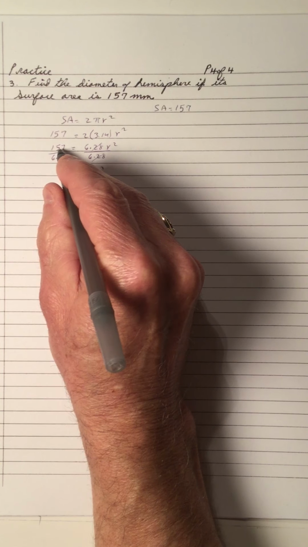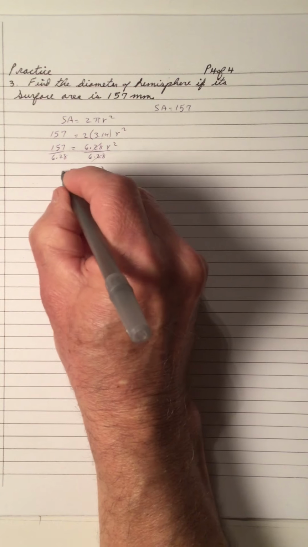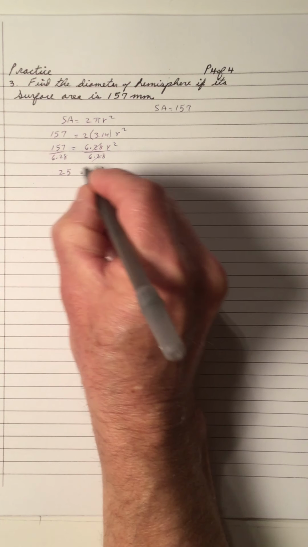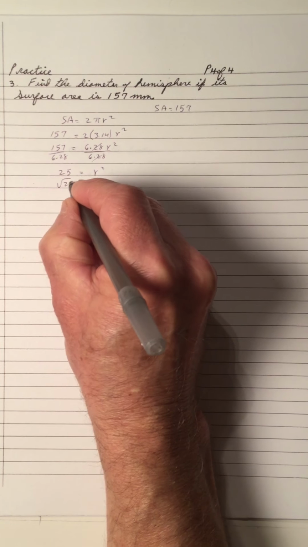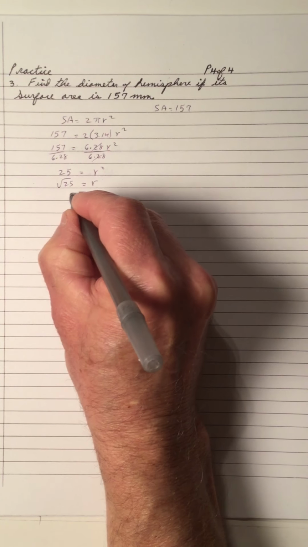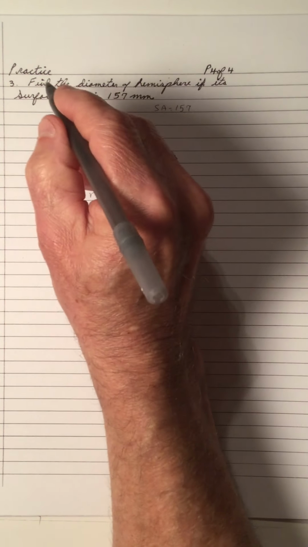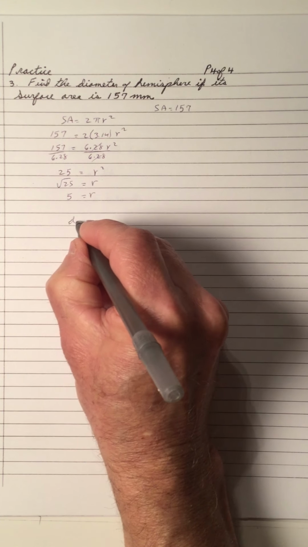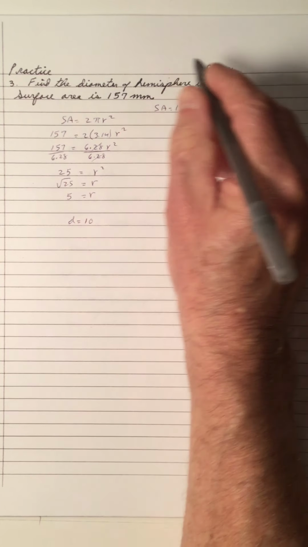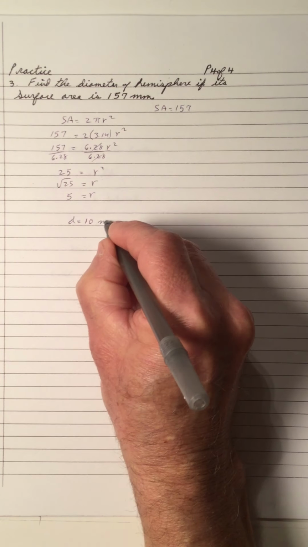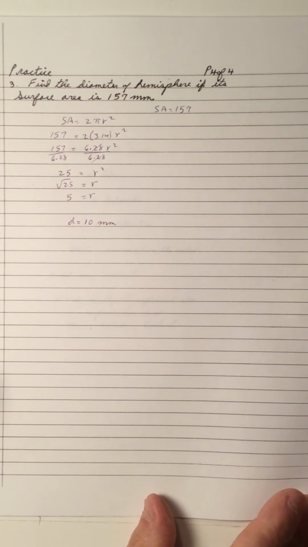157 divided by 6.28 comes out to approximately 25. So r is the square root of 25, so r is equal to 5. And it says we want to find the diameter. We know that the diameter is twice the radius, so the diameter is 10. And the unit is millimeters. So the answer to this problem is 10.